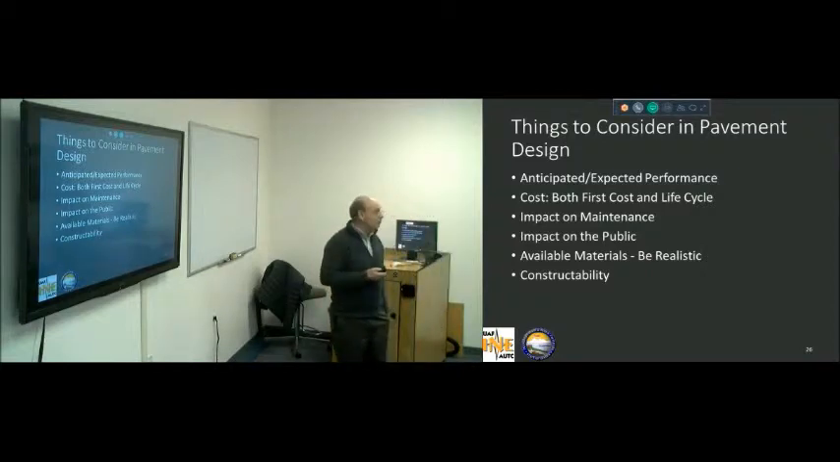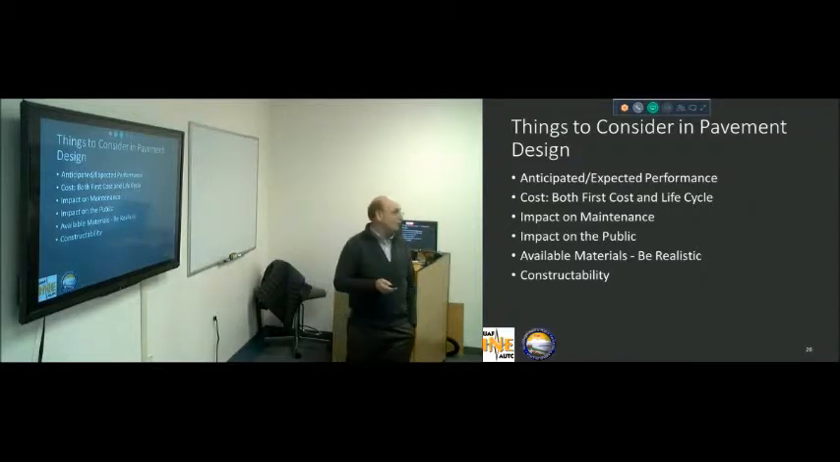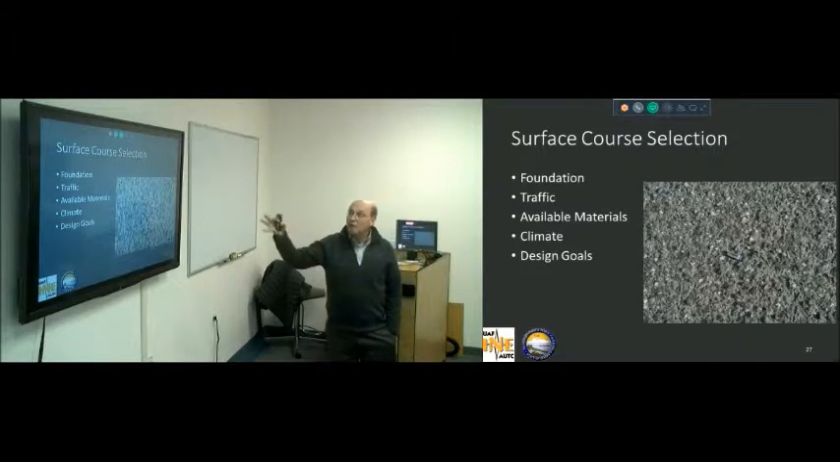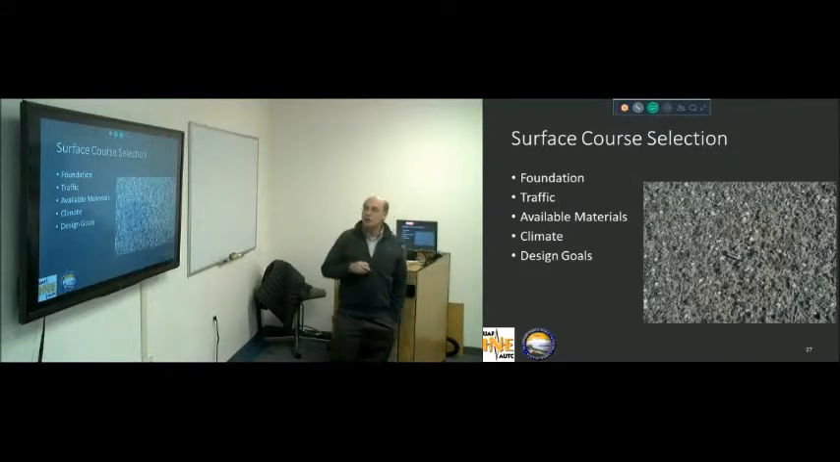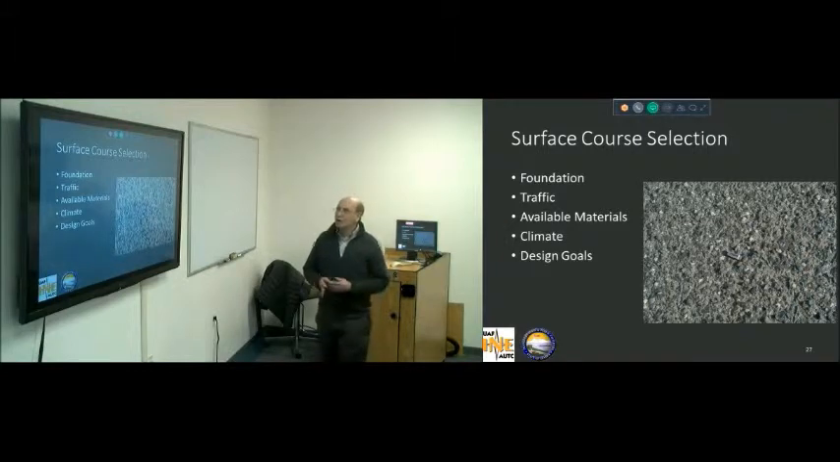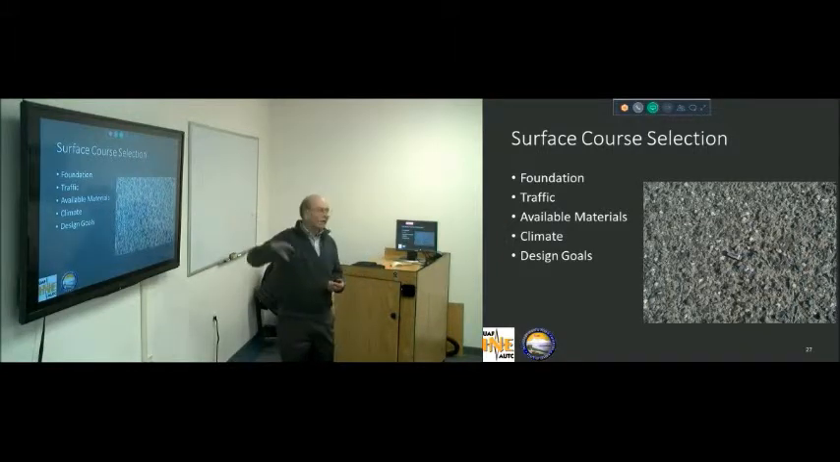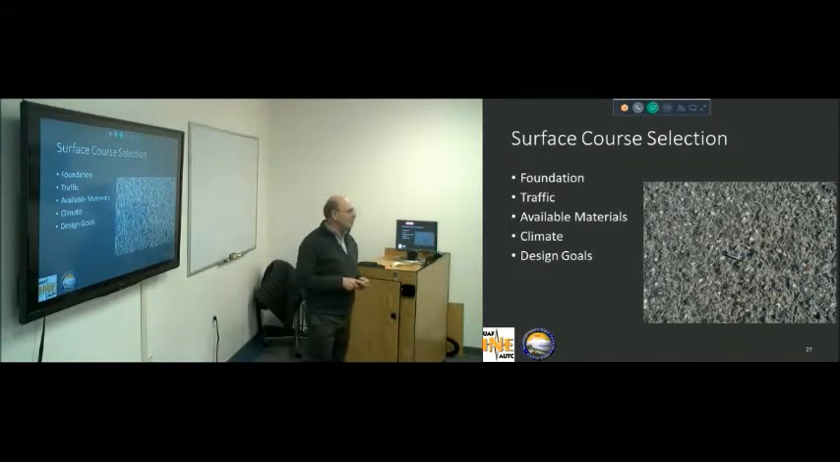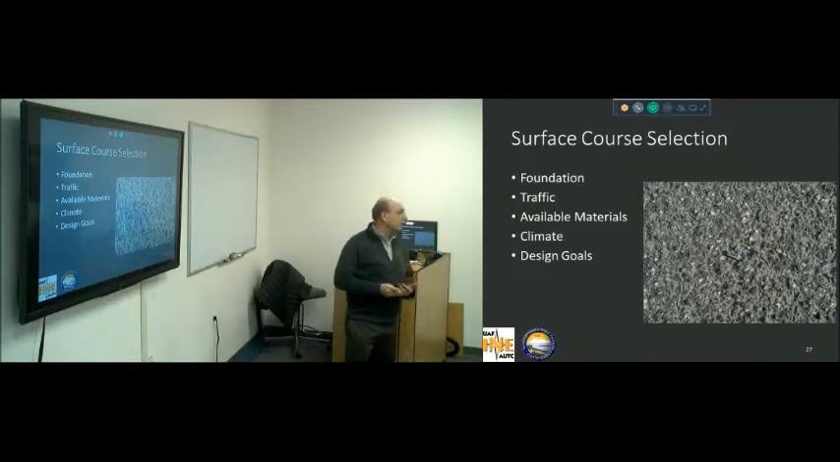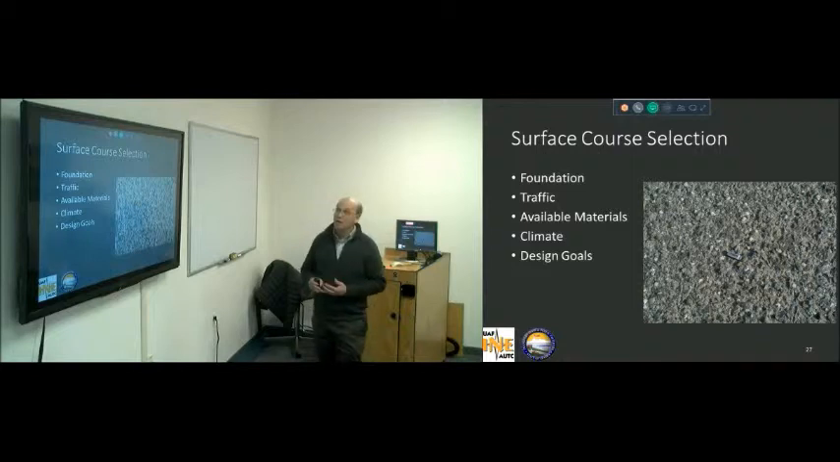And then, is that pavement structure constructible? We had situations where it wasn't, and we need to make sure that it is. There's a lot of different surface courses we can choose. We need to talk about our foundation, traffic, available materials, climate, and design goals. All of those things come into play when we look at that. We certainly don't want to put down a high-type pavement over a foundation that's going to have to be repaired every year because of settlement or thawing. We want to balance all of that.